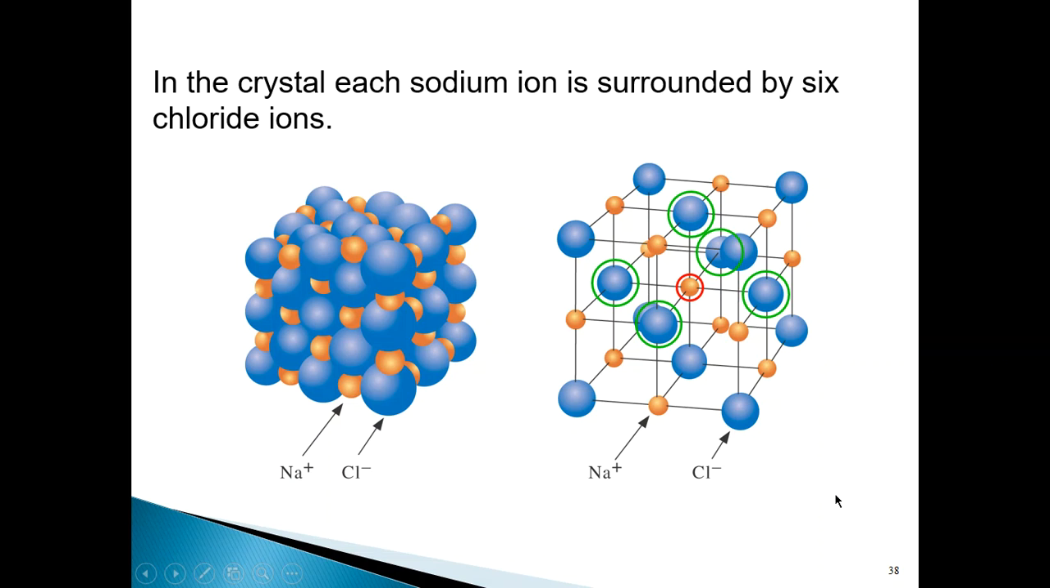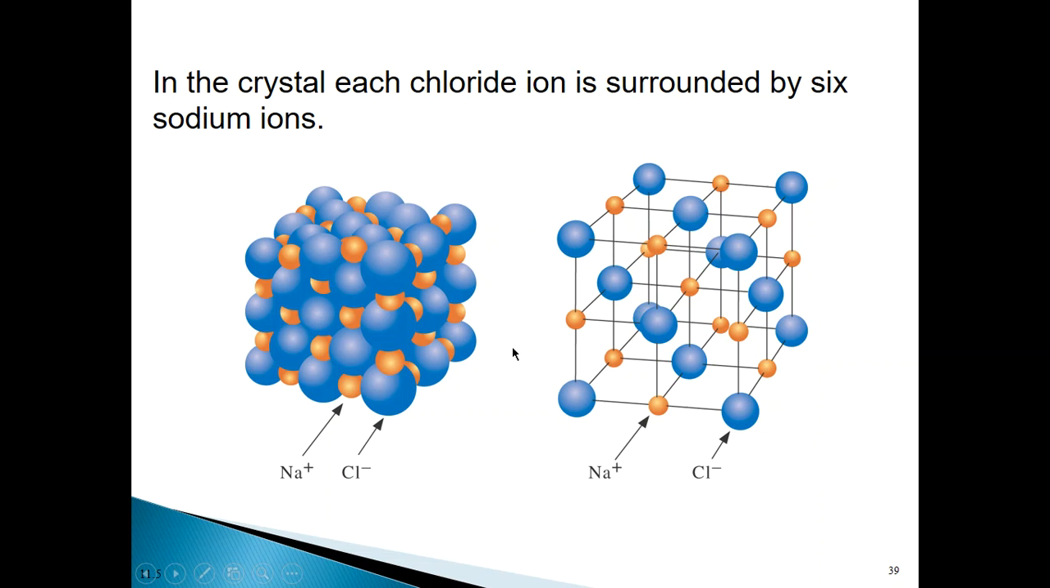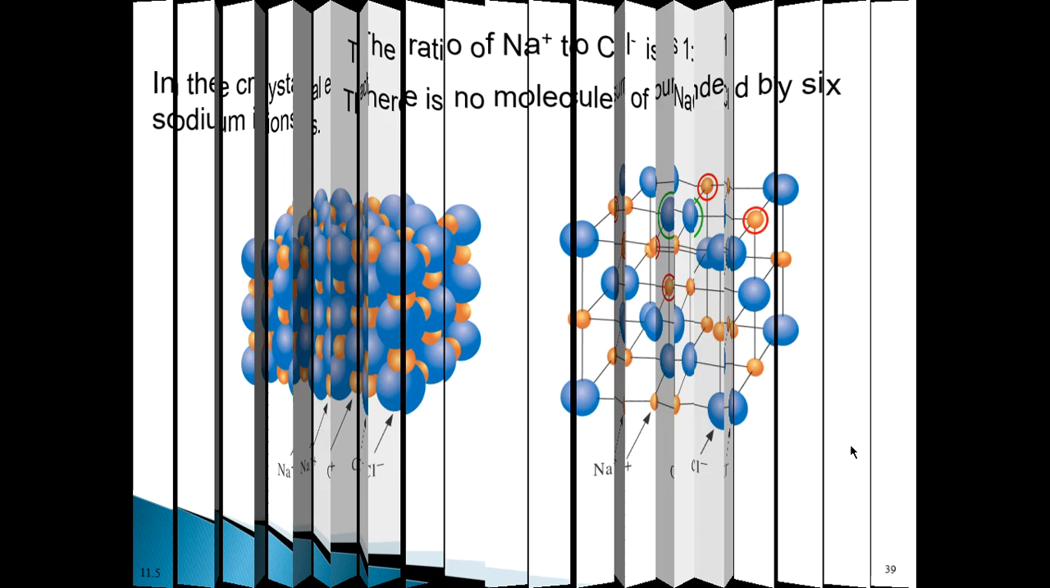Specific to the arrangement in the case of sodium chloride, what you'll find is that each sodium ion is surrounded by 6 chloride ions. And the same is true when you look at the chloride ions. Each of them will be surrounded by 6 sodium ions. All right, so this is the chloride ion. This is a sodium ion right here. So that's showing you the arrangement.